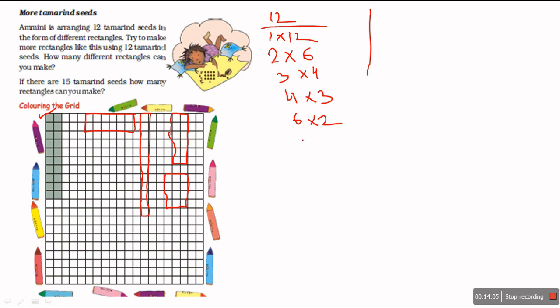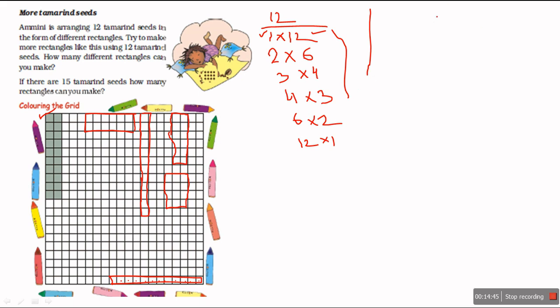And the other is 12 into 1: 1, 2, 3, 4, 5, 6, 7, 8, 9, 10, 11, 12. So this type of rectangle. So these are the possible rectangles. In this way we can find factors of a number: 1 into 12, 2 into 6, 3 into 4, 4 into 3, 6 into 2, 12 into 1, all 12. So this will be the length and this will be the width of the rectangle. These are the possible rectangles with 12 seeds.